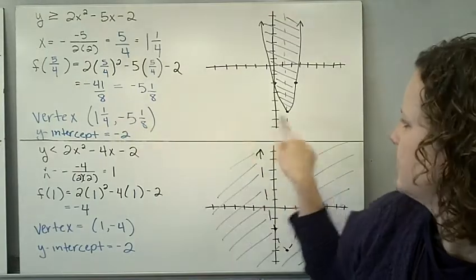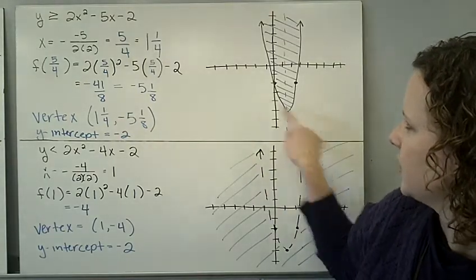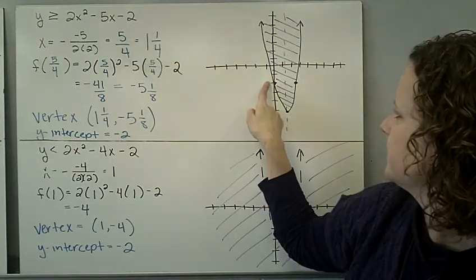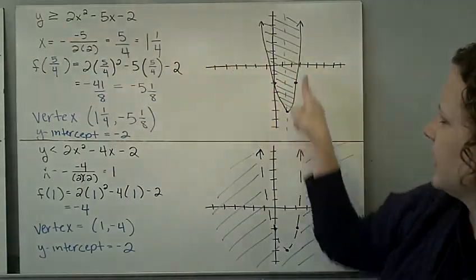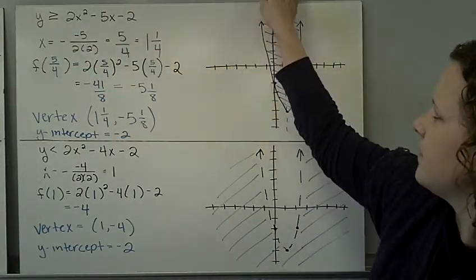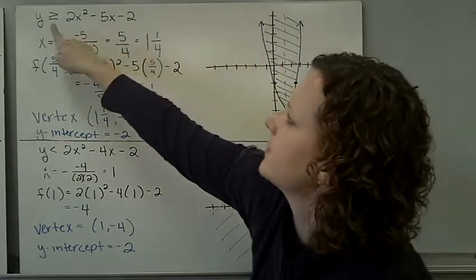Your vertex, graphed right there. Your y-intercept is negative 2. It opens up. So I did a solid line and shaded everything above the parabola because it's greater than or equal to.